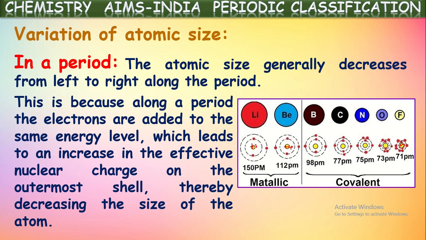Okay, generally we may assume that as the number of electrons in the outermost shell increases in a period from one element to another, the size might increase. But here in fact it is decreasing from left to right, because effective nuclear charge is increasing on the outer electron cloud, thereby the size decreases. Okay, in a period from left to right, atomic size decreases.